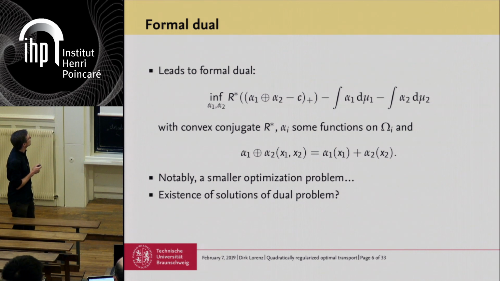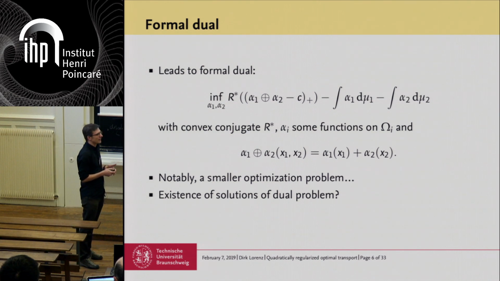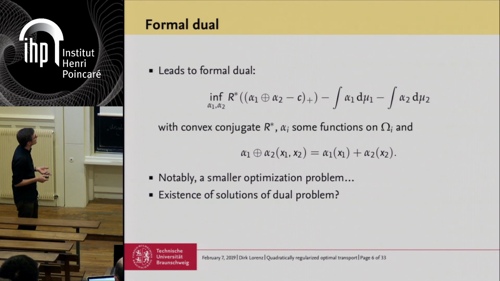So this dual problem is notably a smaller optimization problem. Remember, the primal problem had this variable which is defined on the product space. And now this dual problem does not have that. And probably that's much simpler to solve.